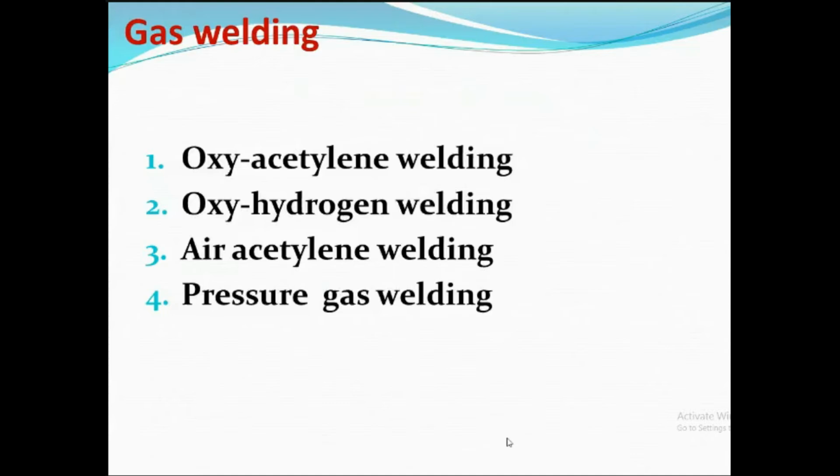Gas welding is again classified: oxyacetylene welding, oxyhydrogen welding, air acetylene welding, and pressure gas welding. These are the four basic types of gas welding processes. Which one have we often seen in day-to-day life? Oxyacetylene welding. In welding shops, we generally observe oxyacetylene welding. We have to study them one by one.